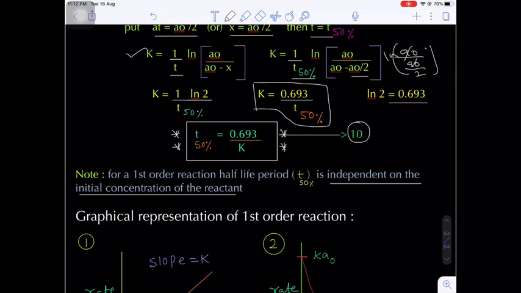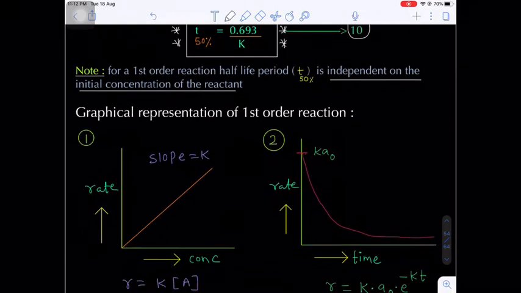Whereas in zero order kinetics, as I explained, the half-life of a zero order reaction is directly proportional to the initial concentration of the reactant. But in first order kinetics, the half-life period is independent of the initial concentration of the reactant. This is one of the important characteristic features of the first order kinetics. Are you getting my point?